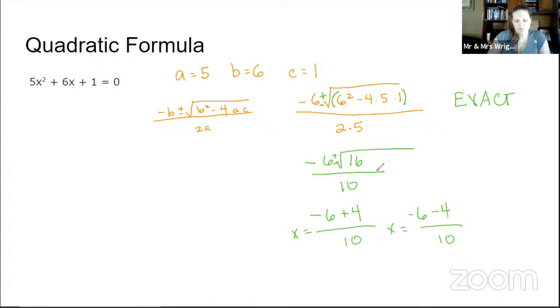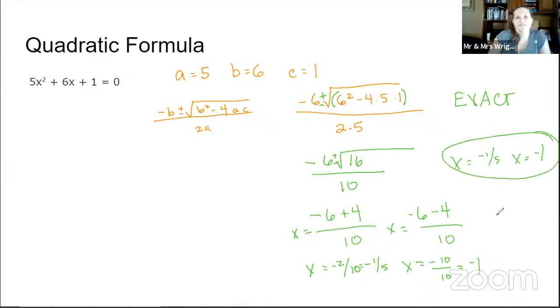Negative 6 plus 4. Well, we know what that is, right? But let's plug it into our calculator. X is negative 2 over 10. And that simplifies down to negative 1/5. Okay, here we have negative 6 and negative 4 is negative 10 over positive 10, which simplifies down to negative 1. So our two answers are x equals negative 1/5 and x equals negative 1. Those are our two exact numbers.